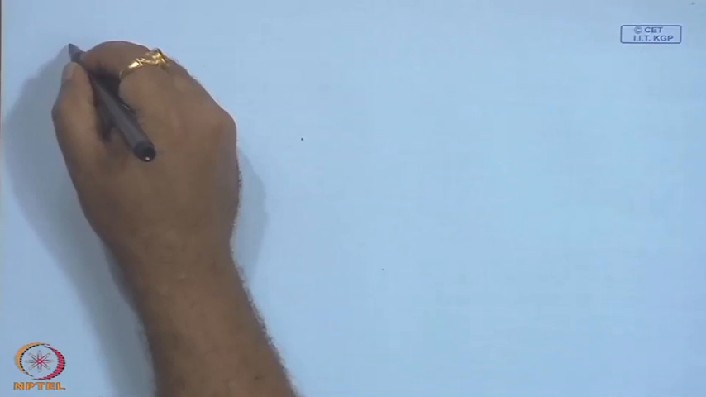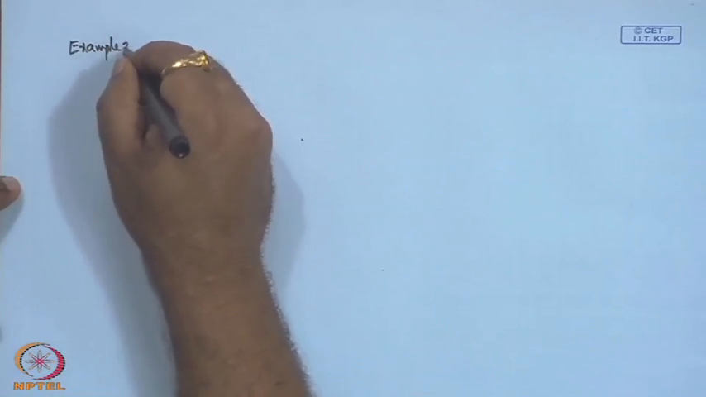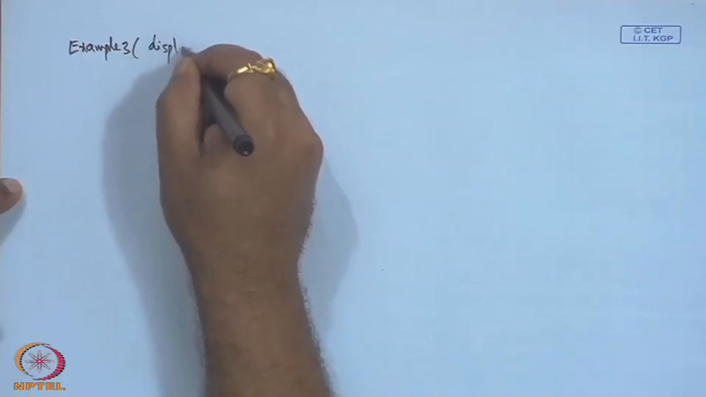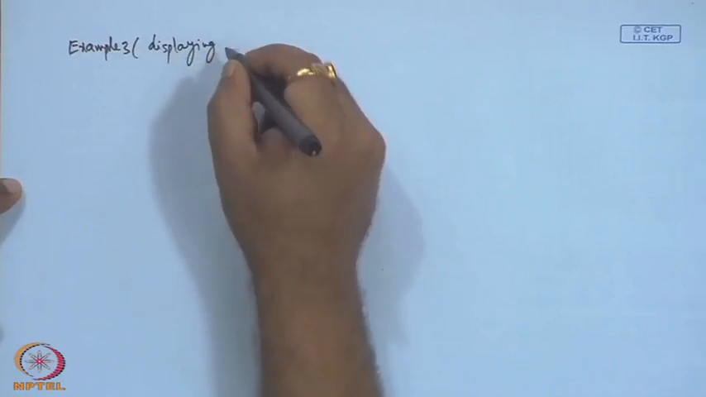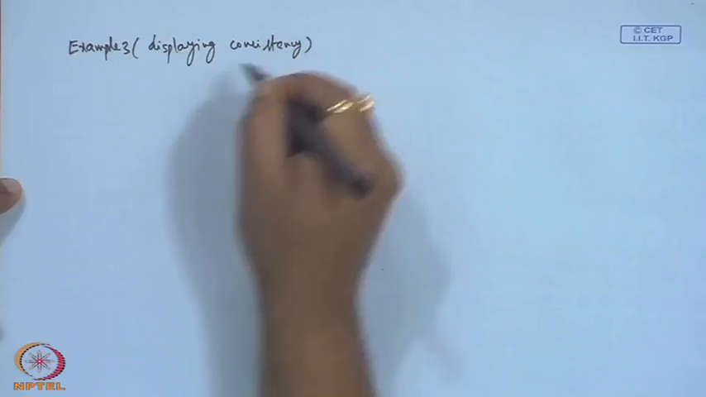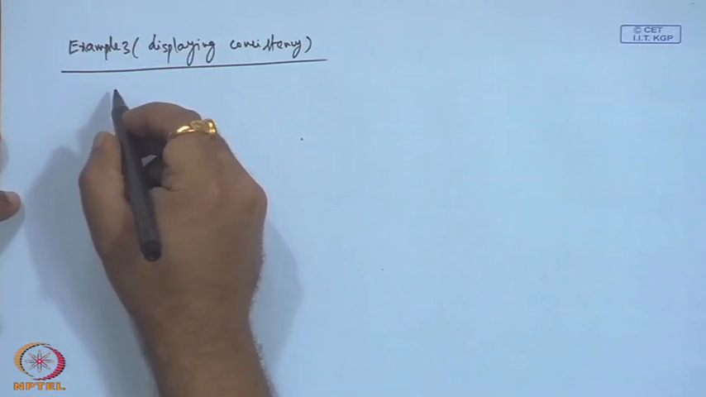Okay. So, now let us discuss an example where consistency can be understood. Okay. So, this example is displaying consistency. Okay.